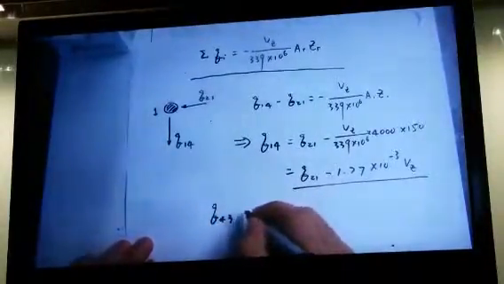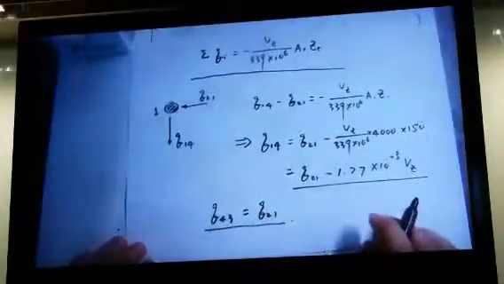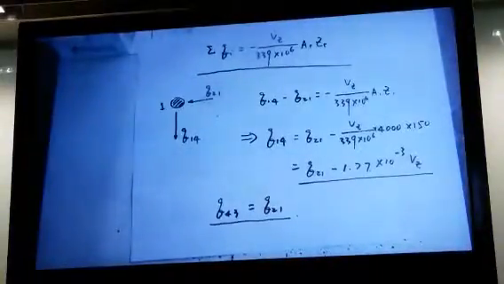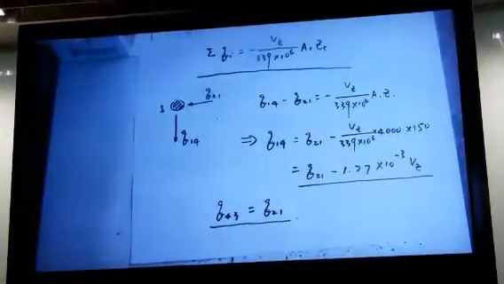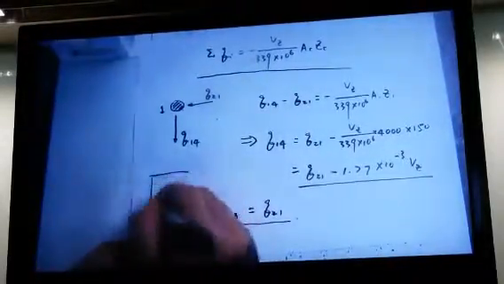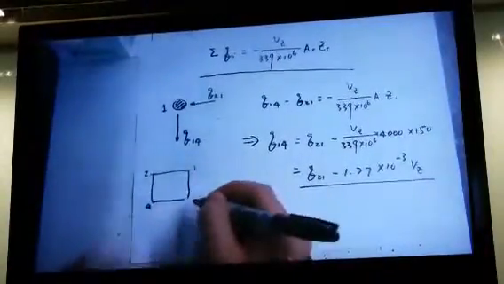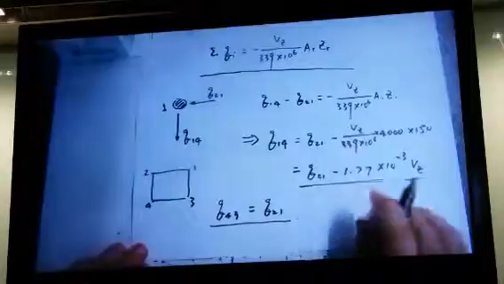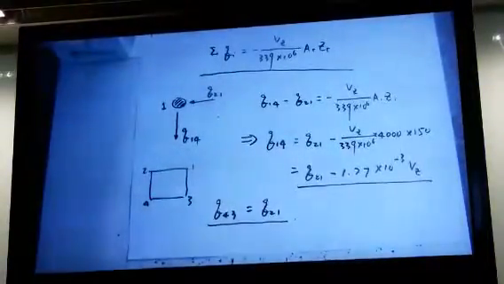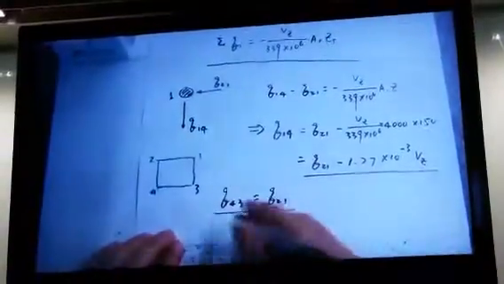Q34 will be equal to Q21. That is equal because it's symmetric about the y-axis. You do not have to do the calculation, you can figure it out. The cross section is like this: 1, 2, 3, 4. It's symmetric about the y-axis, so the shear flow here and here are the same. Q34 is equal to Q21.